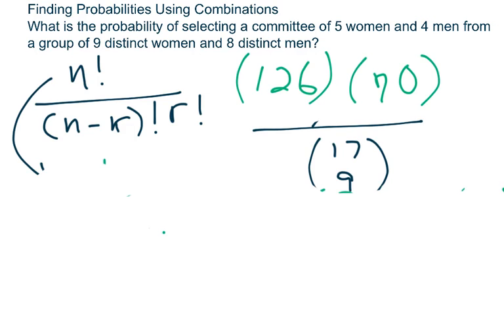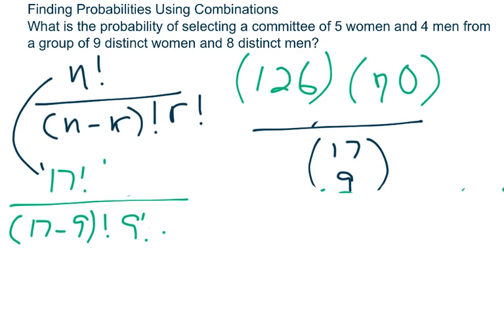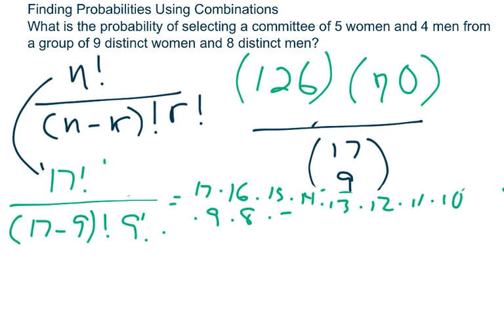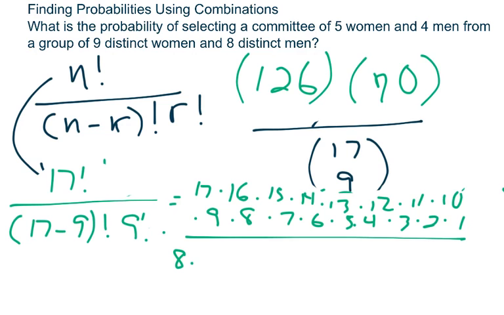Finally, I'll look at the number of different ways I can choose a group of 9 people from 17. So I have 17 factorial divided by 17 minus 9 factorial times 9 factorial. So that gives me our multiplication in the numerator, so the product of these numbers divided by the product of 8 factorial times 9 factorial.